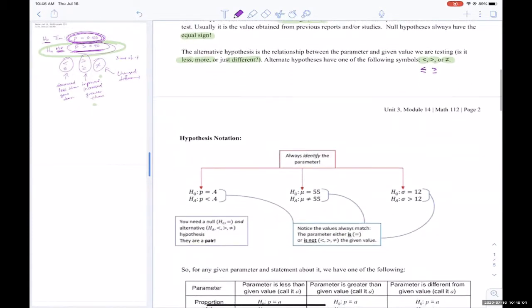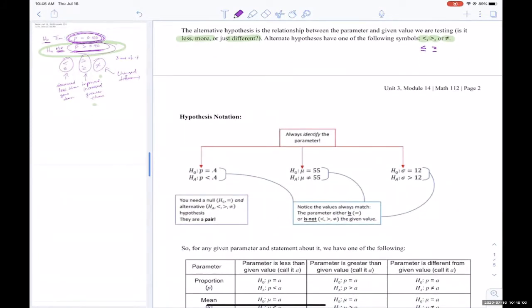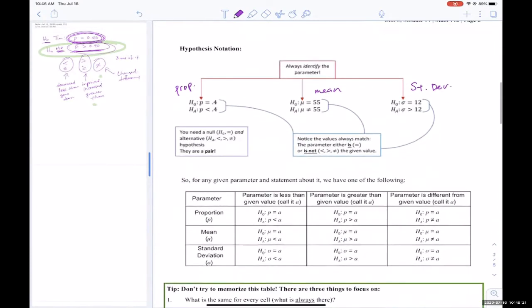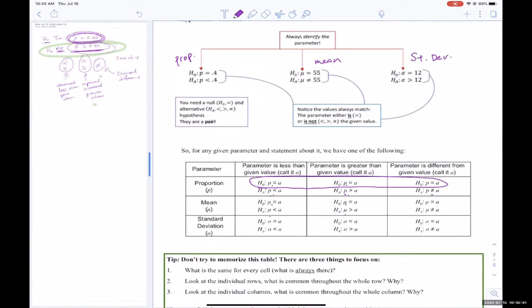Okay, all right. So always identify the parameter. Are we dealing with proportion? Are we dealing with mean? Are we dealing with standard deviation? Once we figure out the parameter and the characteristic that we're looking for, then we follow directions. For proportion, we have three hypotheses here: less than, greater than, and not equal to. Your null hypothesis, as you can see, is always equal to. For proportion, you're using p. For mean, you're using mu. And for standard deviation, it's exactly the same.